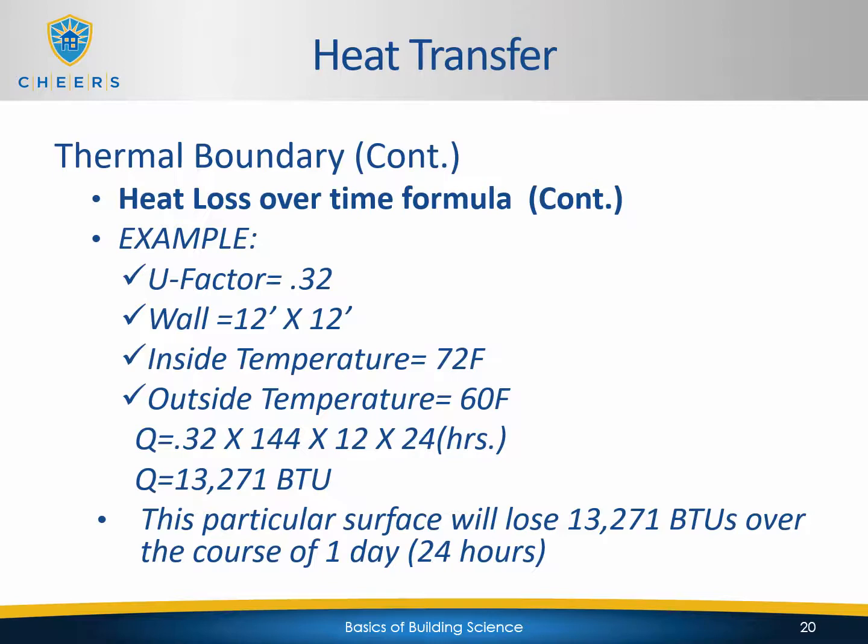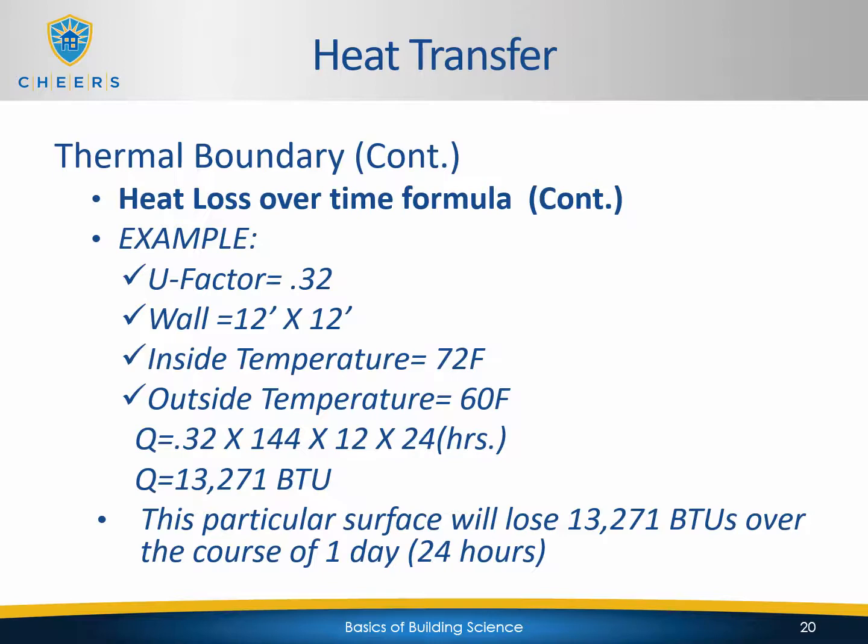Keep in mind that hot always goes to cold, right? In this particular scenario, because the inside temperature is 72 and the outside temperature is 60, these are basically wintertime conditions. It's cold outside, and we're heating up the house. Heat is going to be transferred out because the cold is going to be drawing the hot air out, okay? If it was summertime, it would be the opposite. But nonetheless, 72 inside, 60 degrees outside.